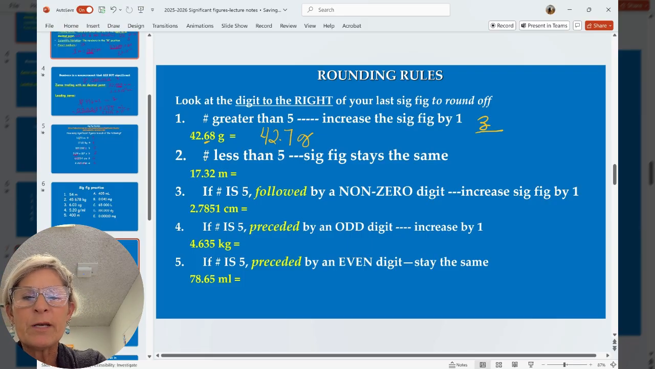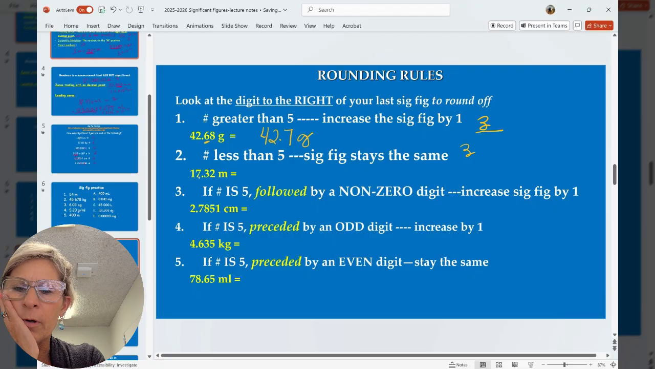If my number is less than 5, the sig fig stays the same. So again, let's say I need to take this measurement and round it to, actually, let's round it to 2 sig figs. I count 1, 2, I look to the right of it, and it's below 5, so my 7 stays. So my answer to 2 sig figs would be 17 meters.